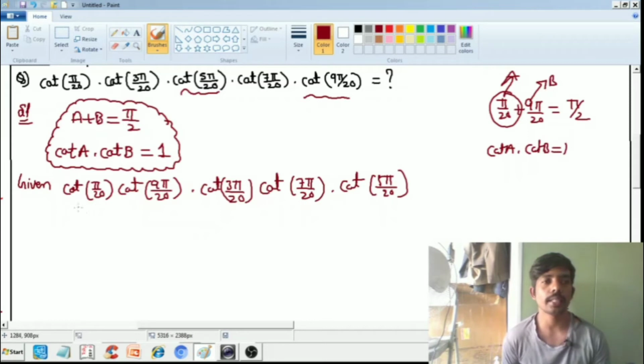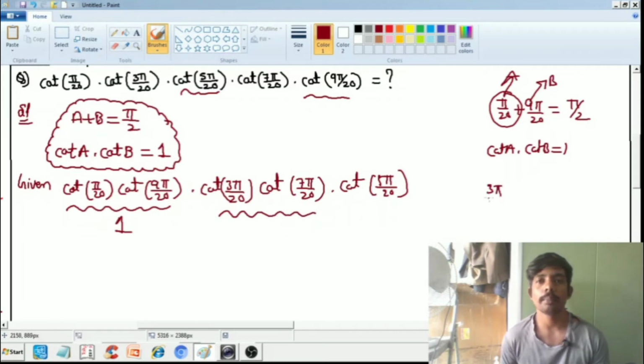From here we can say that this part is 1, and this part is also 1, because 3 pi by 20 plus 7 pi by 20 is equal to 10 pi by 20. We can write it as pi by 2. Hence a plus b is equal to pi by 2.